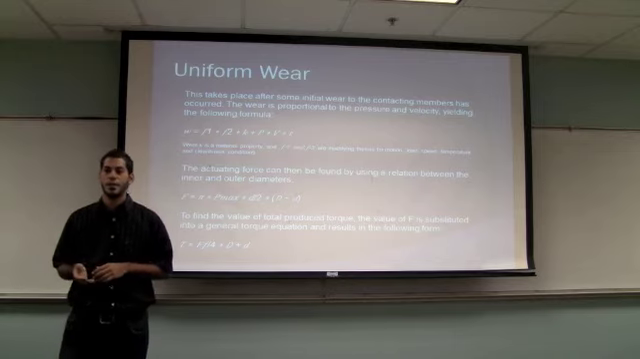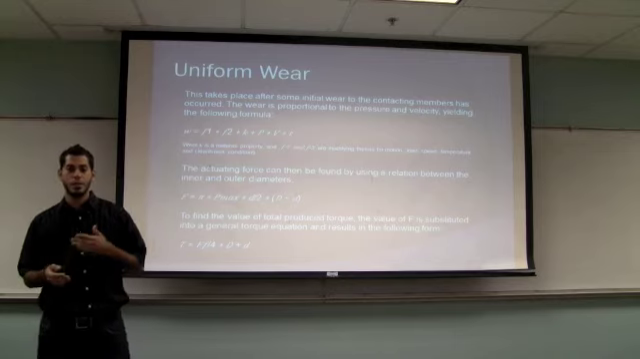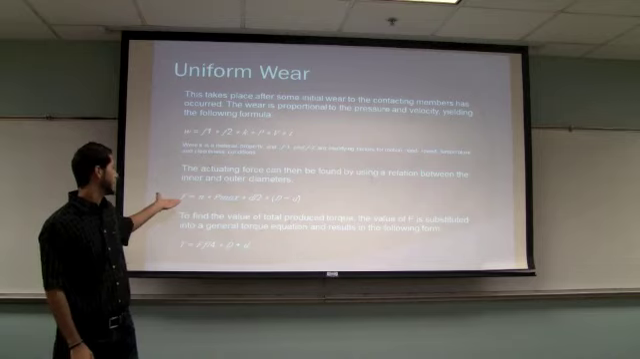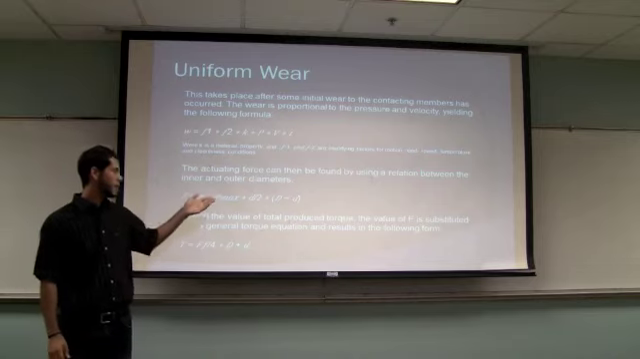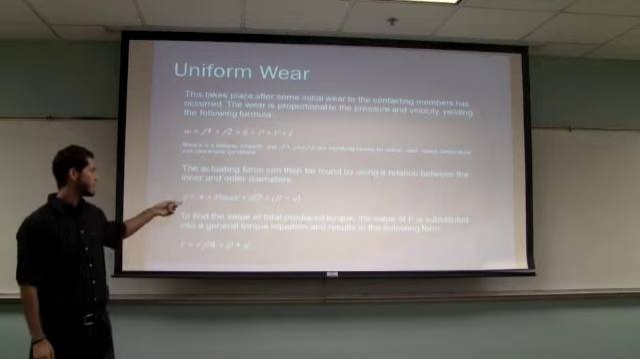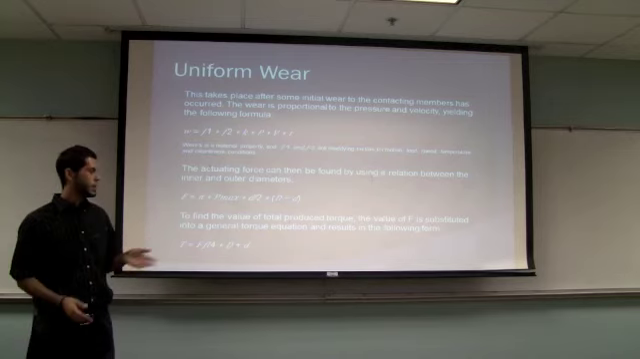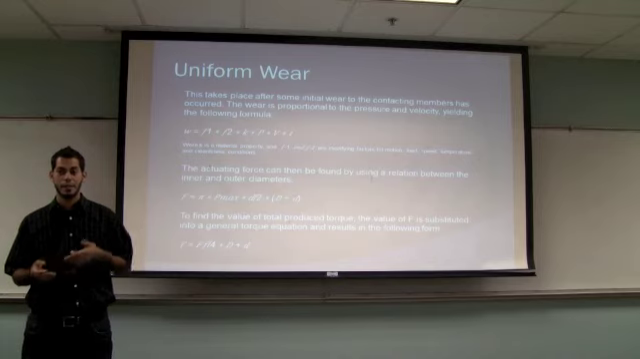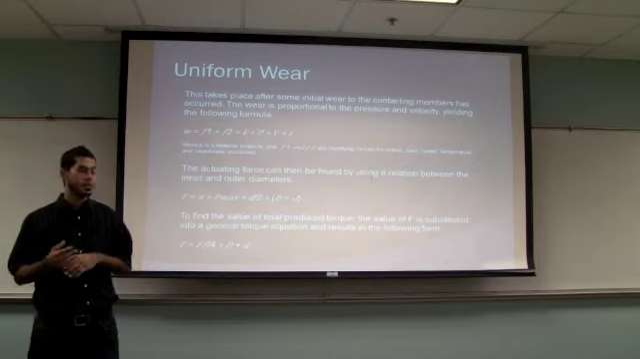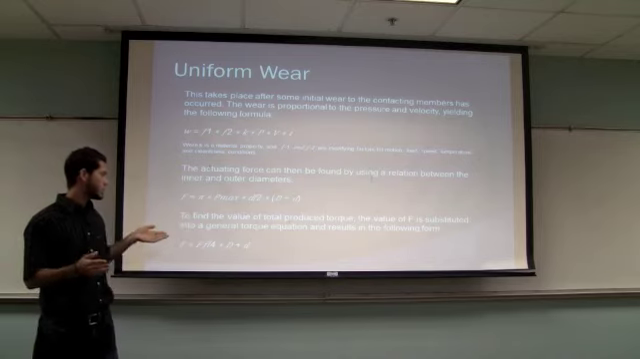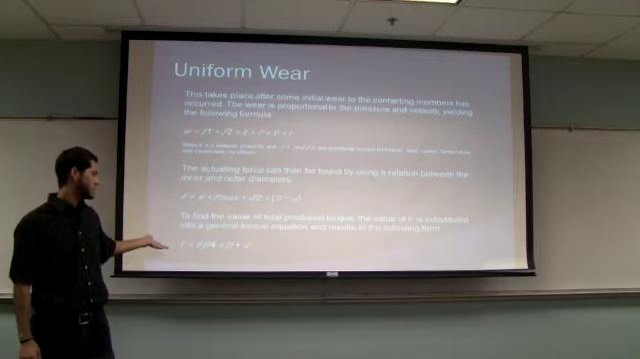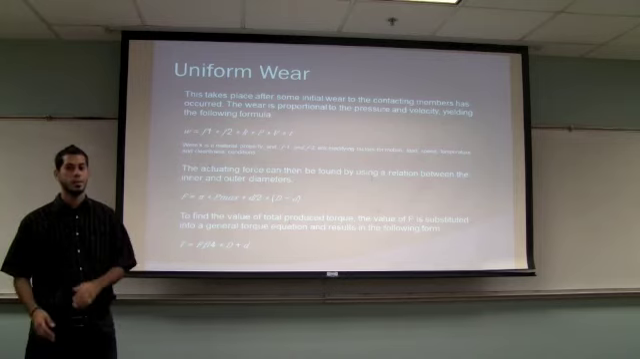The actuating force can be found by using this following relationship, which involves the outer diameter, the inner diameter, and the maximum pressure that it can sustain. To find the value of the total torque produced by this actuating force, you substitute this into a more general equation, and then it simplifies to this more simplified version of the torque.